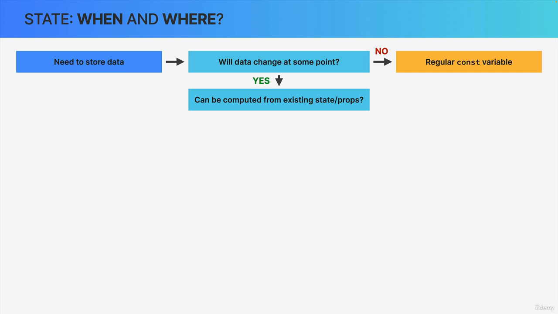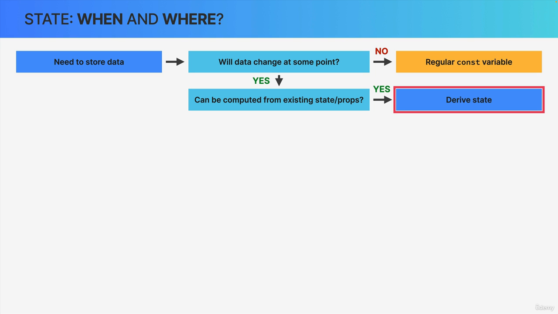If that's the case, then you should derive the state. So basically calculate it based on an already existing state or prop. And this is a pretty important concept, so there is a separate lecture on derived state later in this section.